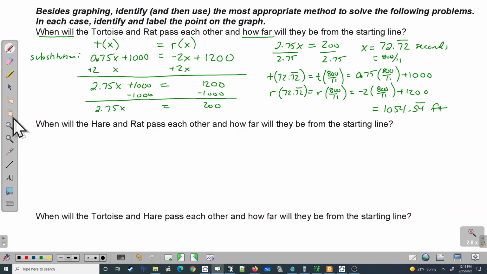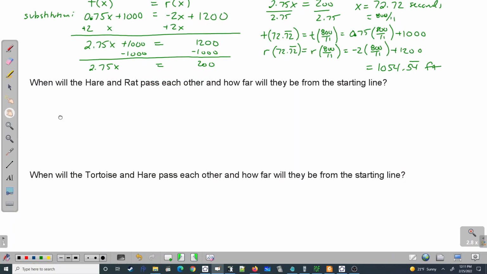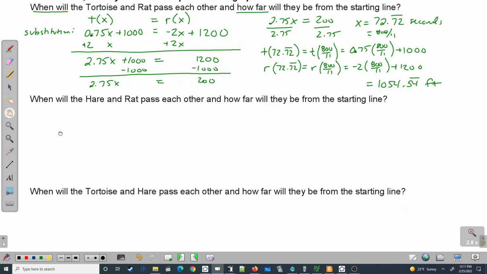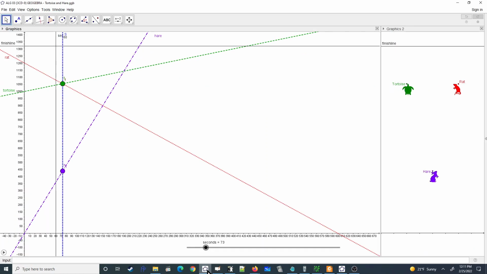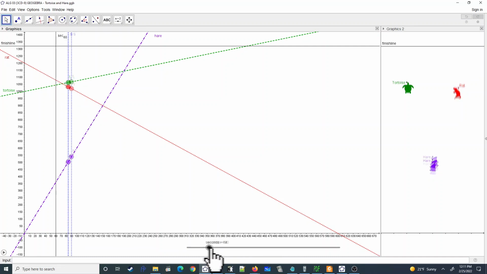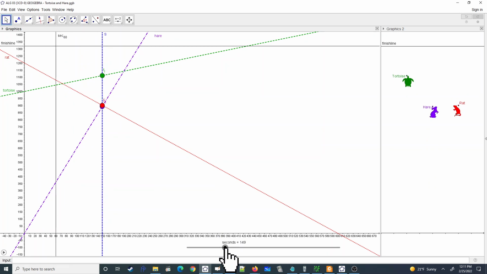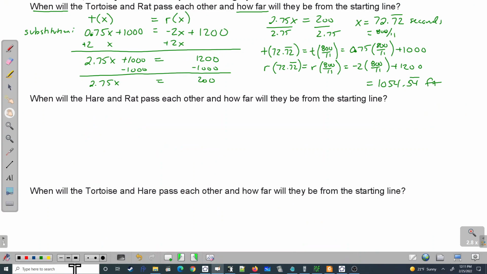I'm going to do the same thing with the hare and the rat, and the same thing with the tortoise and the hare. So literally practice, practice, practice. Before I do that, let's go to the hare and rat. Let's just take a guess what that might be. Here is the rat graph. Here's the hare graph. It looks like roughly, I'd say maybe about 150 seconds. Let's see how accurate we are with this.